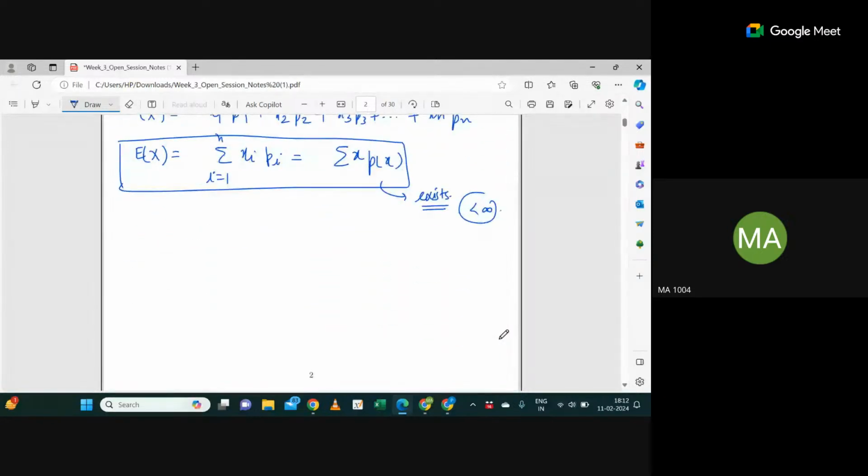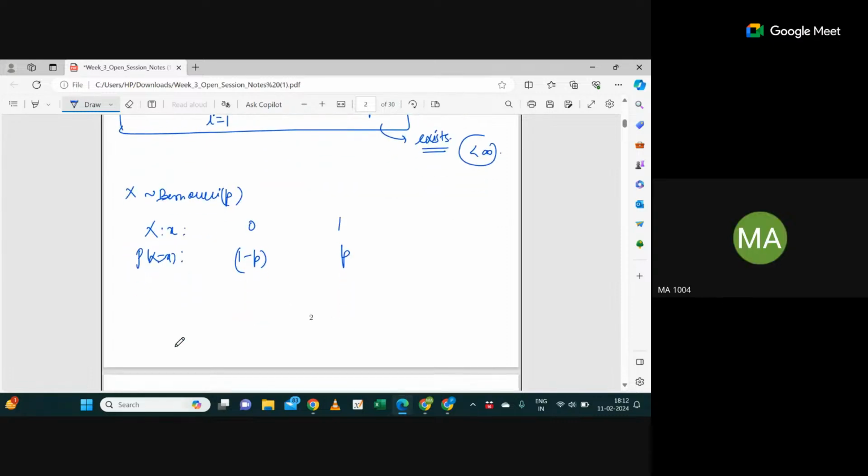Let's take a very simple example. Suppose X is following a Bernoulli distribution with probability P. Then what values will X take? X will take 0 and 1, right? And what is the probability associated? For 1 it should be P, and for 0 it is 1 minus P.